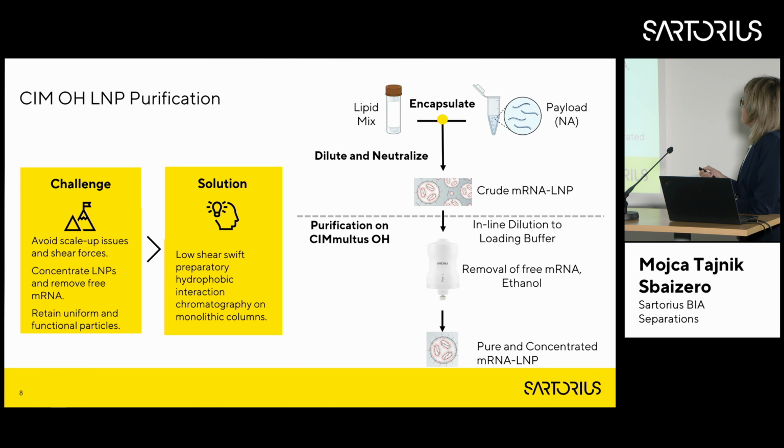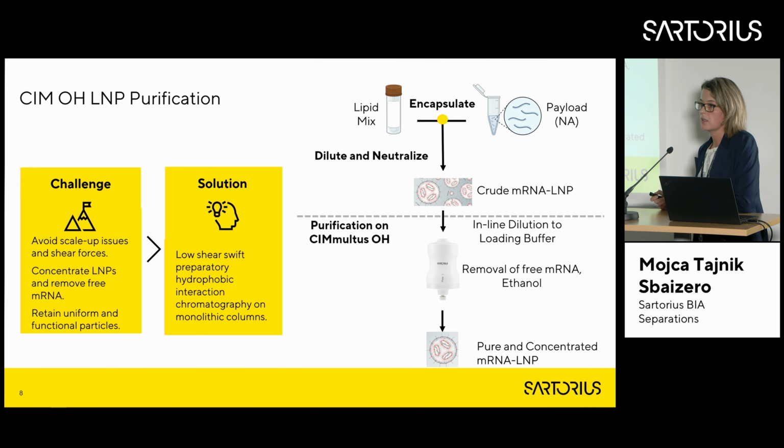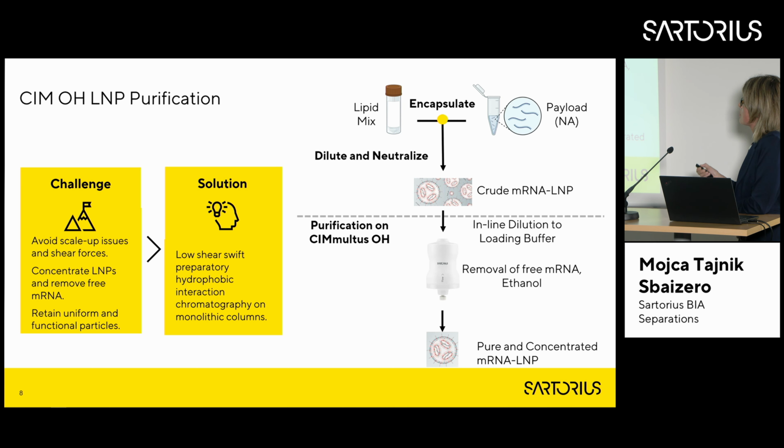This here is a schematic representation. The starting point is the same, so encapsulation. Then we stabilize particles as normally, so to increase the pH, to lower the ethanol content. We obtain crude LNPs, and here the chromatography part starts. What comes out from the encapsulator is neutralized, and we just load it straight to the columns.